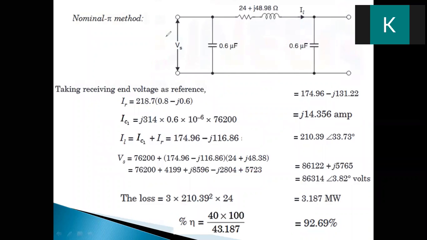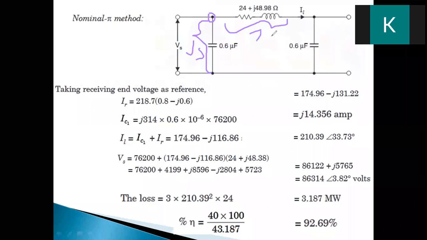The sending end voltage is the voltage across this, which is nothing but the sum of the voltage drop across this, that is IL multiplied with the impedance, and the voltage across this, the terminal voltage or receiving end voltage V. So this drop across the impedance plus the receiving end voltage directly gives Vs, the sending end voltage.